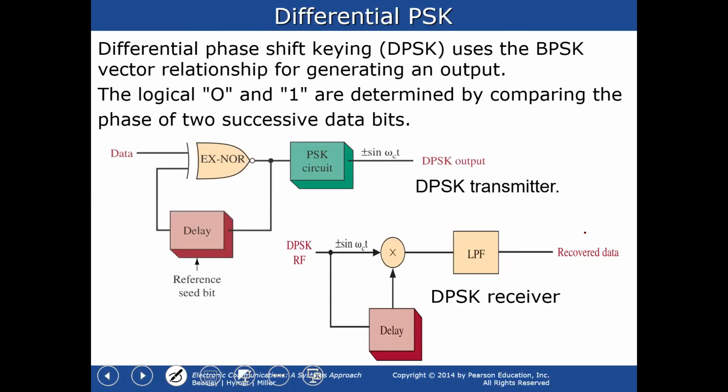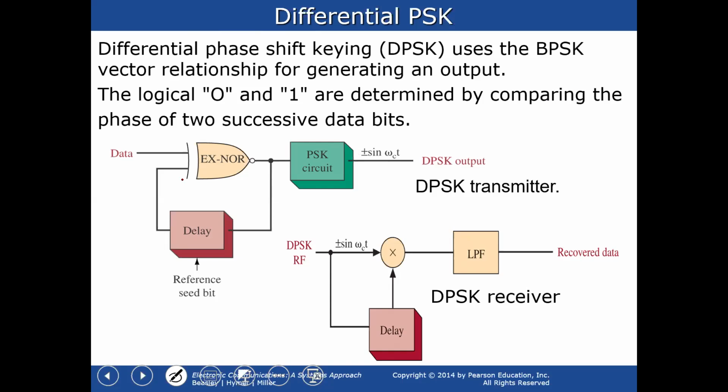Now there is another type, what we call differential phase shift keying, and it uses the binary phase shift keying vector relationship to generate an output. So the logical 0 and 1 are going to be determined by comparing the phase of two successive data bits. In my binary phase shift keying, the plus and minus sine omega ct will represent that 1 and 0. It's going to also be true for the differential phase shift keying, but the only thing that I'm doing is comparing between two successive data bits.